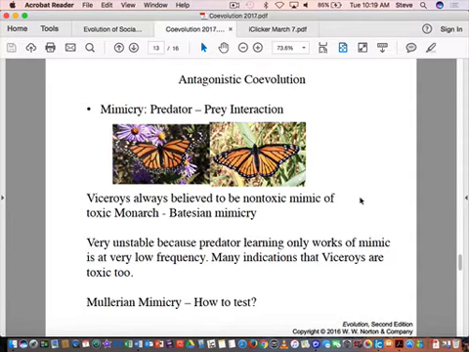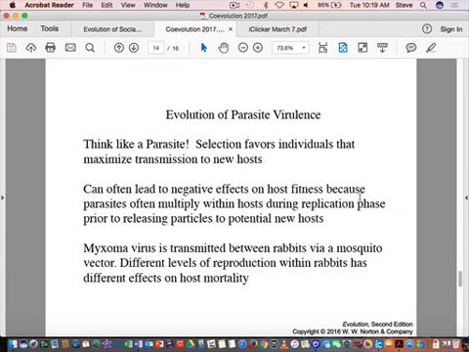Okay. We're going to talk about parasite virulence next time. We're going to talk about how parasite nastiness, or virulence, evolves, and we're going to look at an example between a virus and a rabbit host. It doesn't always go to low virulence. So anyway, we'll get you thinking like a parasite.